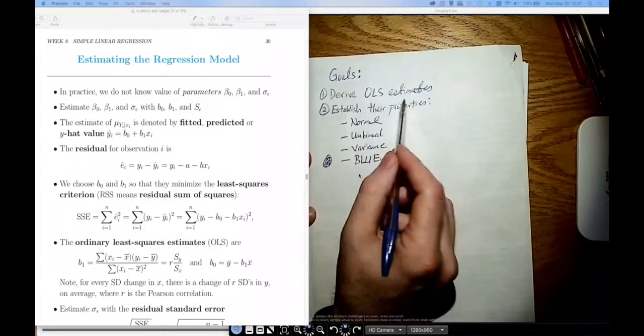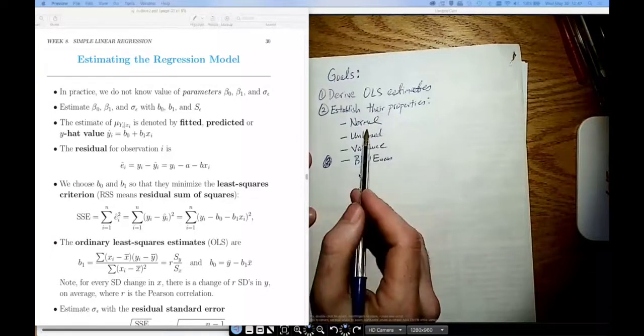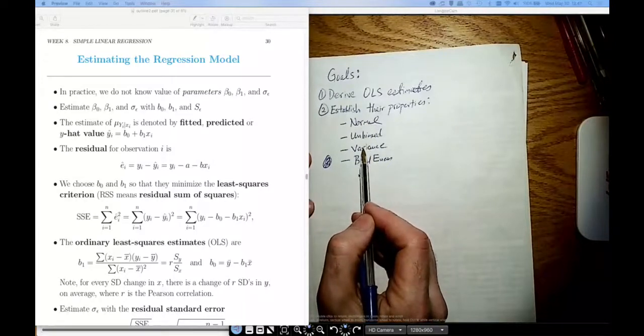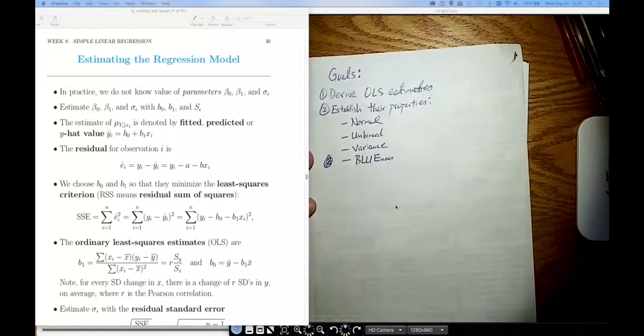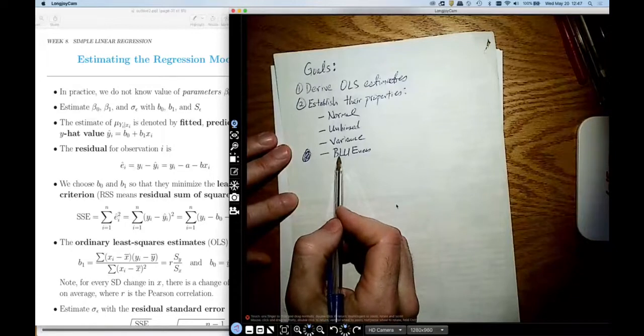All right, so the goals for today, I've summarized here, and we're going to keep track of them. I want to derive the OLS estimates. I want to establish their properties. And what do I mean by their properties? Well, that they're normal, they're unbiased. We need to know their variances in order to find confidence intervals and do hypothesis tests. And the last thing I'm going to discuss a bit is their blueness.